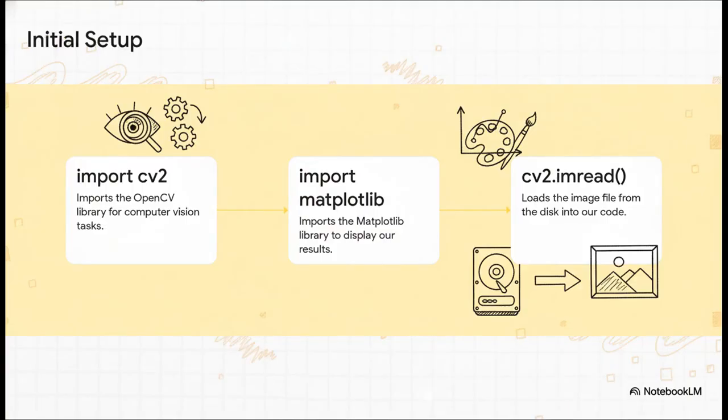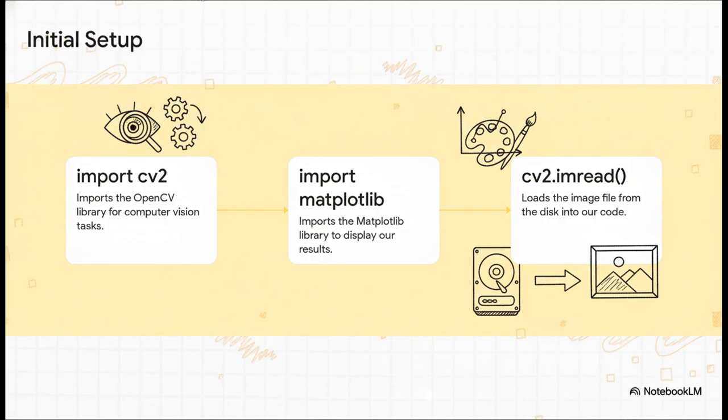First things first, we've got to get our tools ready. We start by importing CV2. That's OpenCV, which is pretty much the gold standard for computer vision stuff. Next up, we grab matplotlib.pyplot. It's an awesome library for making charts, but for us, it's going to be our window to see our results. And then, the first real bit of action, cv2.imread.